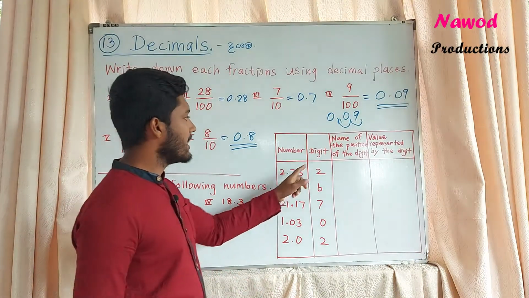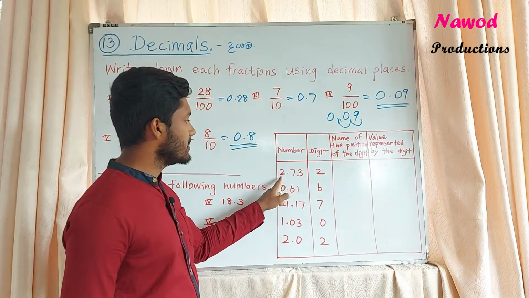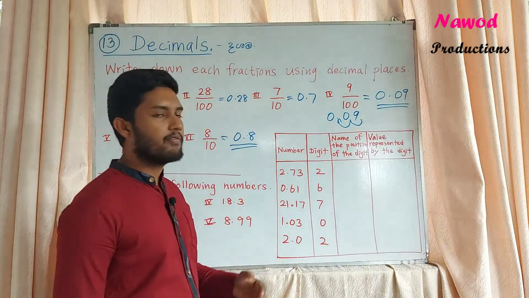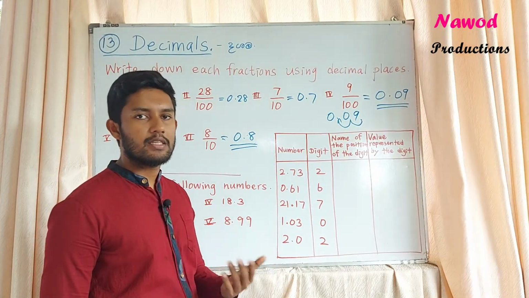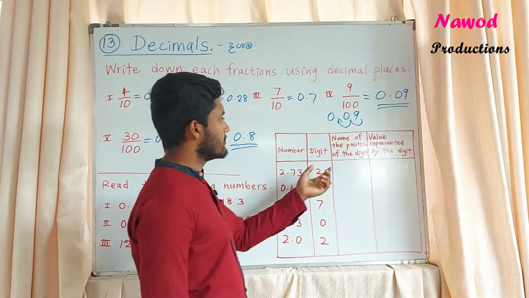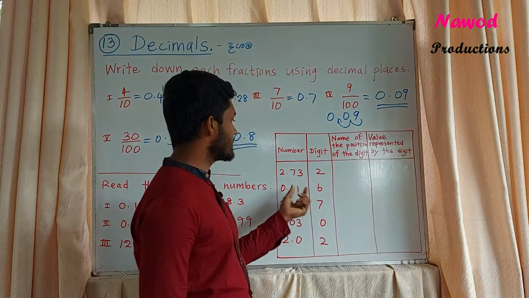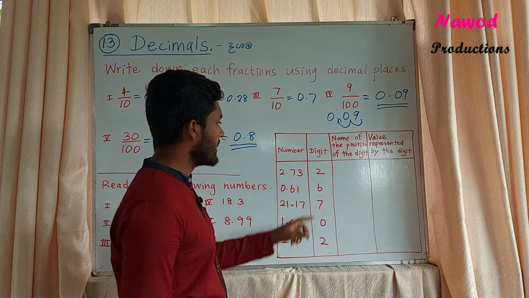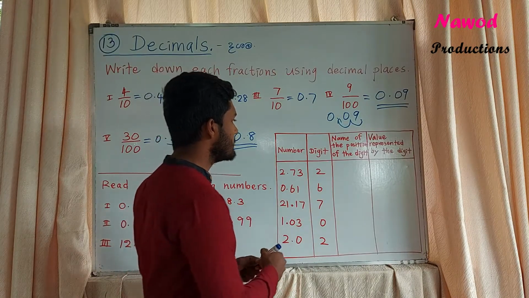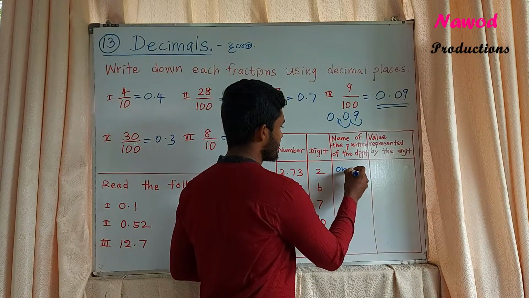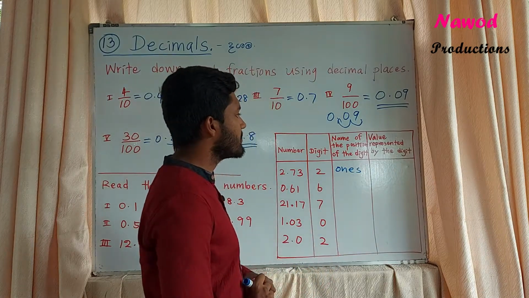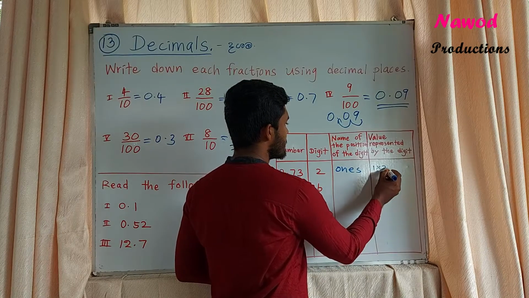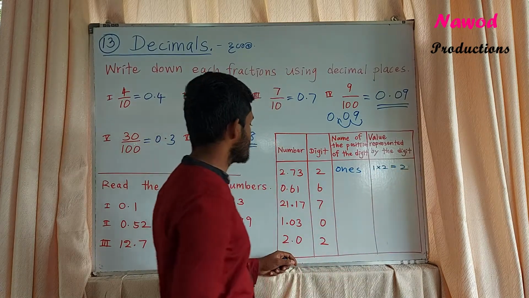2.73, you have the digit 2. The name of the position of the digit, where you can find the place of the digit. In 2.73 where you can find the 2, yes, it is in the ones place. Value represented by the digit, the value is 1 into 2, 2.